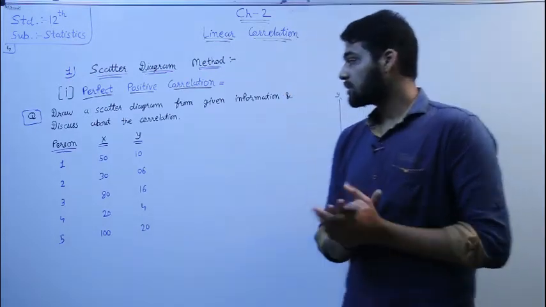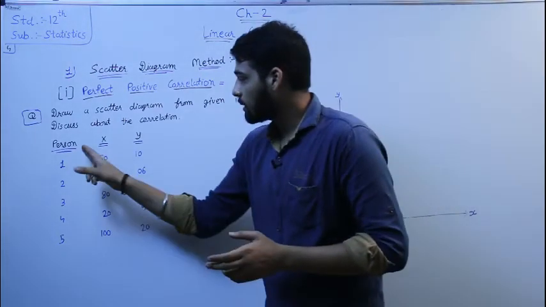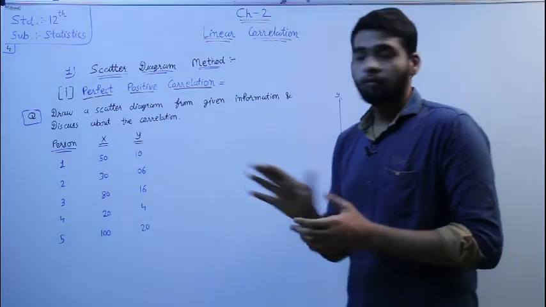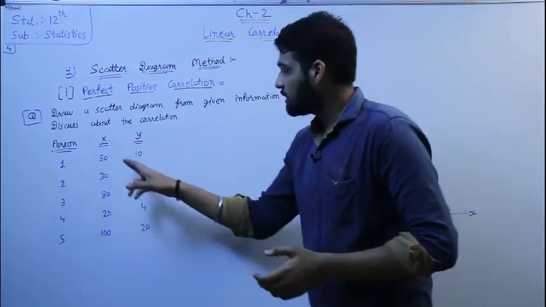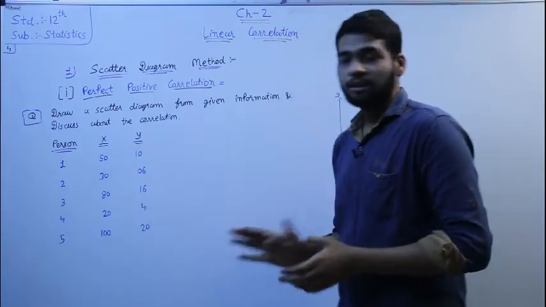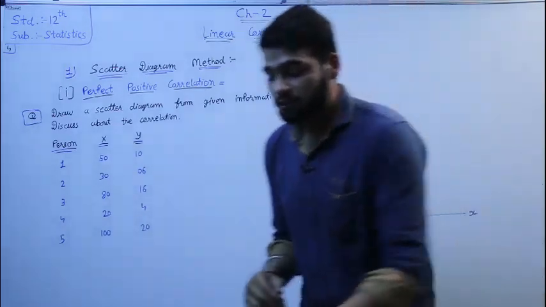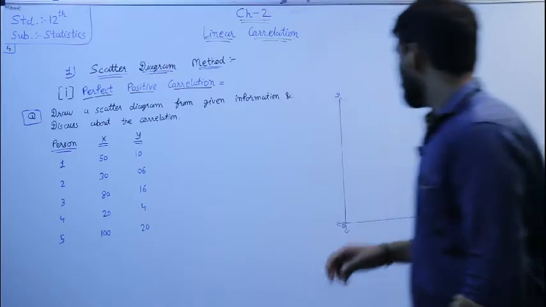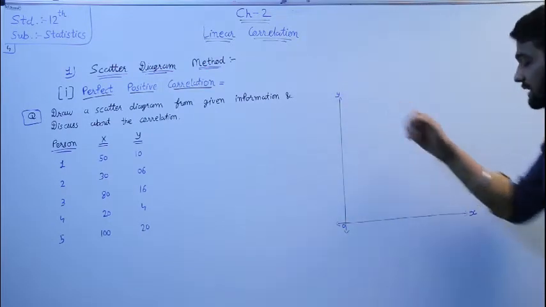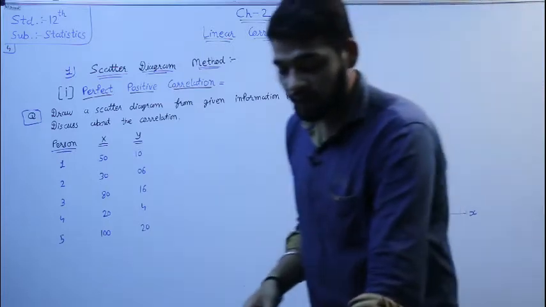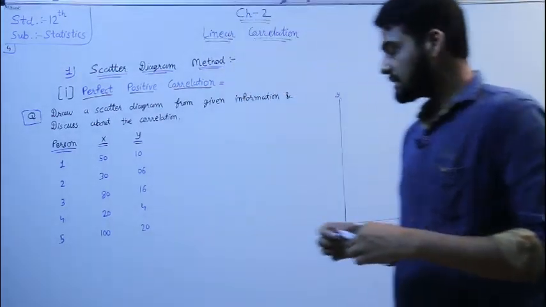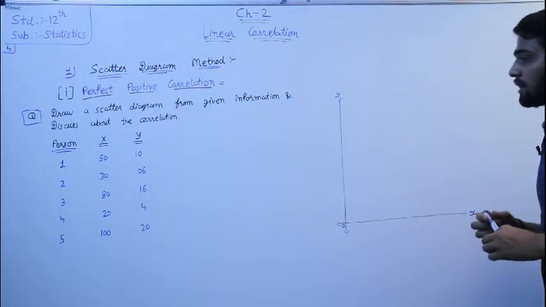First of all we have the information about persons, x and y variables. We have 5 persons, and the x variable is also 5 values and the y variable is also 5 values. First we draw the graph. This one is the y axis and this one is our x axis. Now we take the values of the y variable on the y axis and the x variable on the x axis.